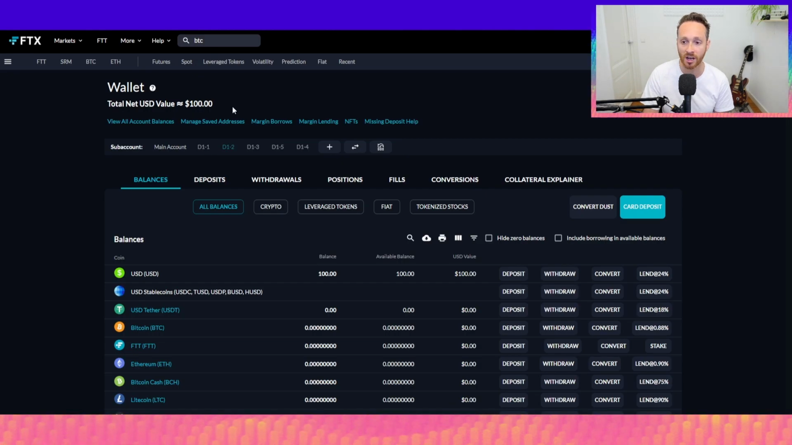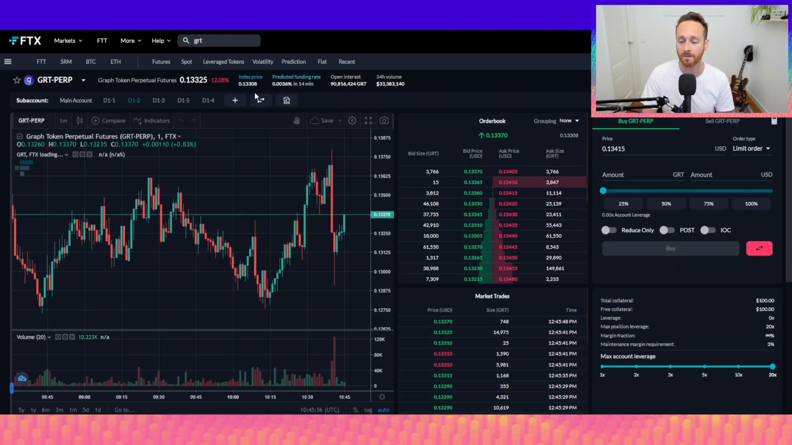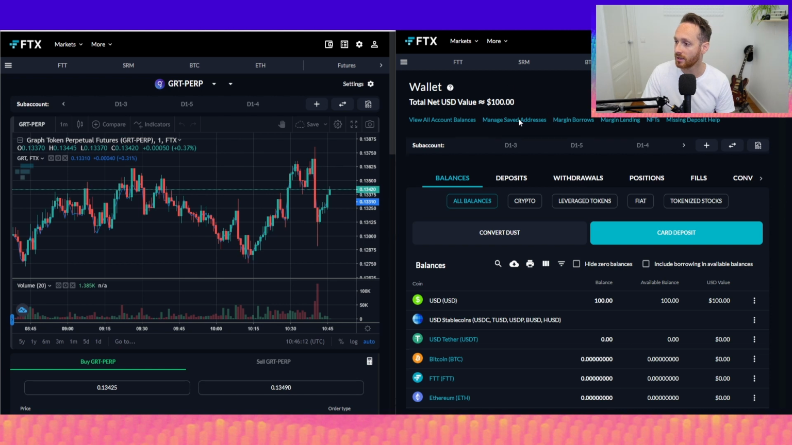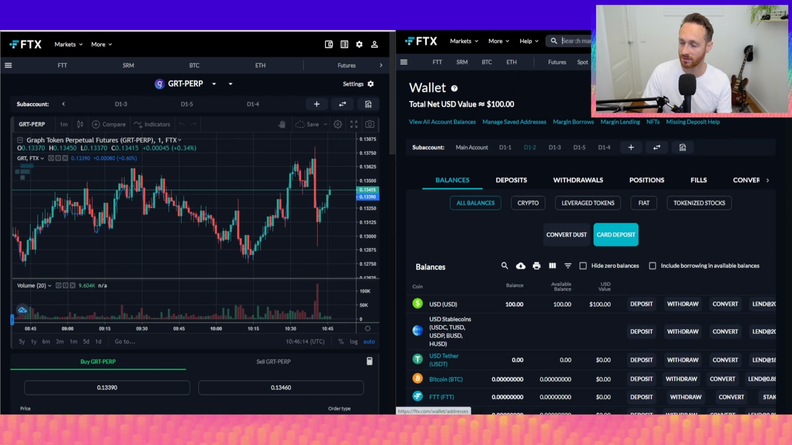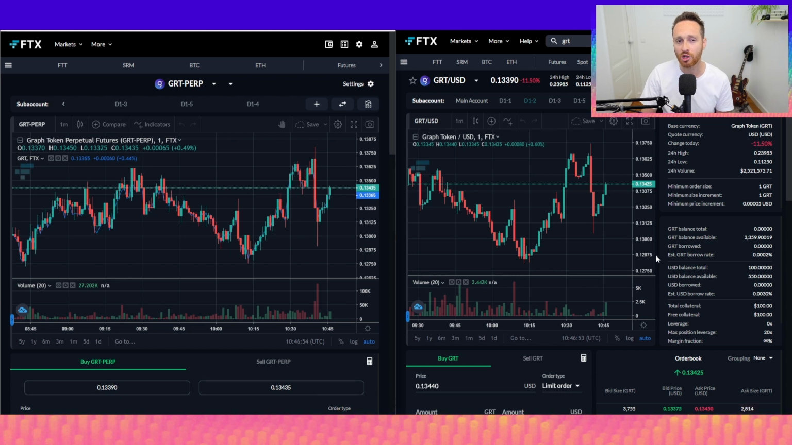So I have a sub account here with $100 in it, and I'm gonna go to the GRT perpetual. I am then also going to get the USD market open next to it. So I have two screens right here, GRT, USD. Okay, so I'm gonna sell the perpetual contract and at the same time buy the spot market.